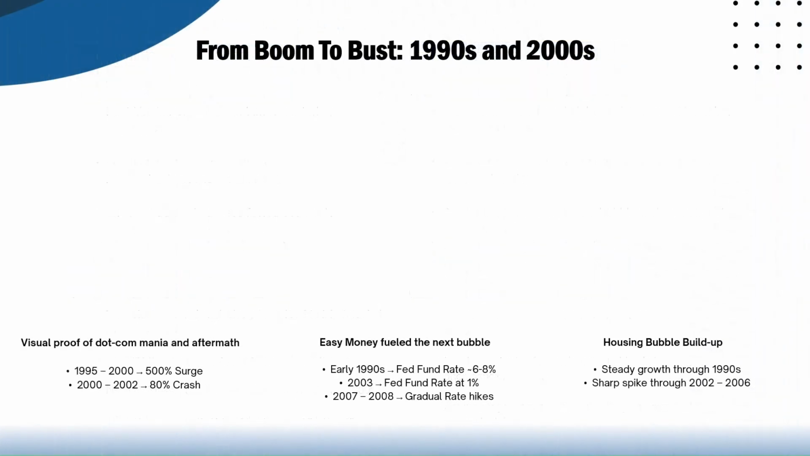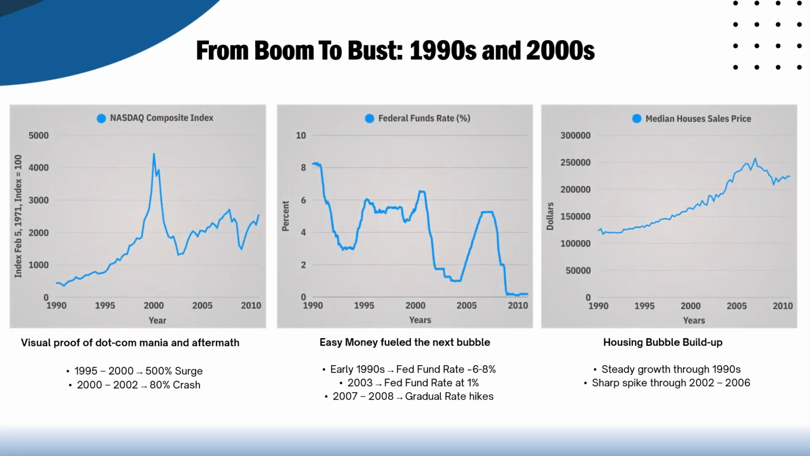So, to help illustrate what happened, please take a moment and look at these graphs. They tell a powerful story of not just the market movements, but of cause and effect. So, on the left, we see the Nasdaq during the dot-com bubble. From the mid-1990s to 2000, tech stocks surged over 500%, driven by speculation and easy venture capital. But then the bubble burst, and the Nasdaq crashed nearly 80% by 2002, wiping out trillions from the market.